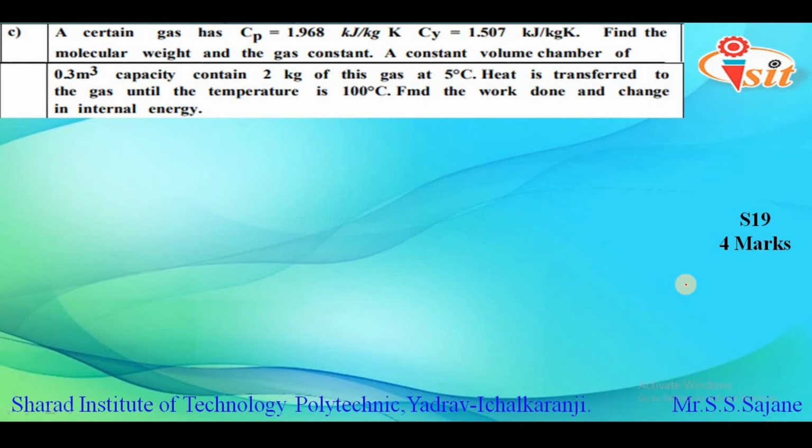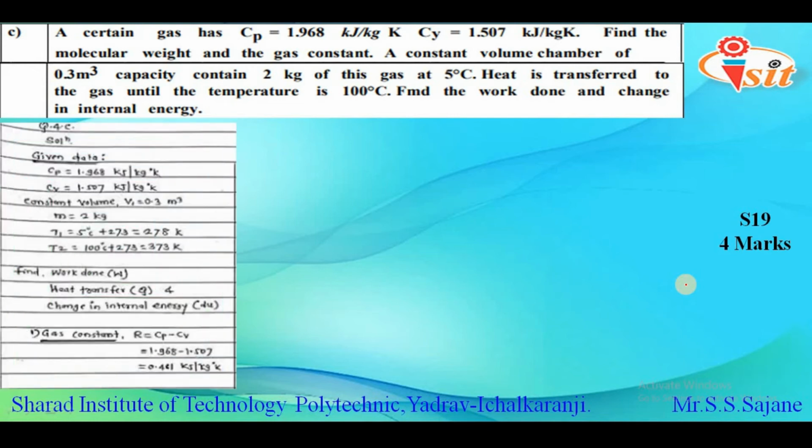A constant volume chamber of 0.3 meter cube capacity contains 2 kg of this gas at 5 degrees Celsius. Heat is transferred to the gas until the temperature is 100 degrees Celsius. Find the work done and change in internal energy. So now let's see the solution for this question also.